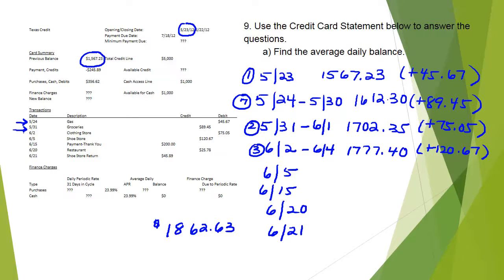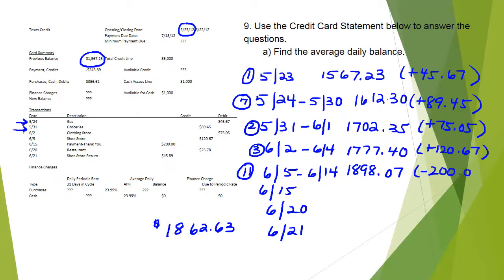Then on the 5th, I made another purchase, and that was for $120.67. So from the 5th all the way until the 14th, which is 11 days, I have a balance of $1898.07.